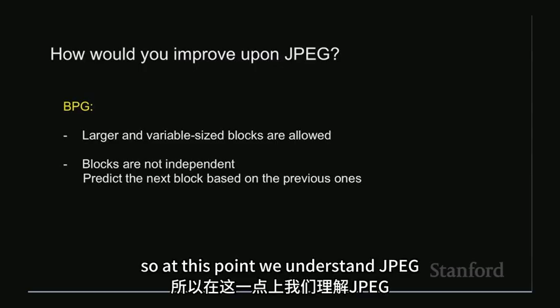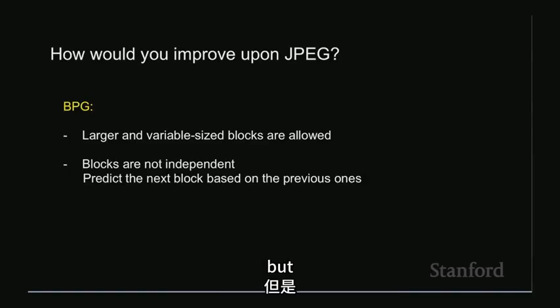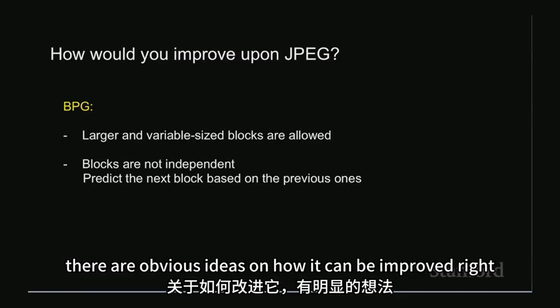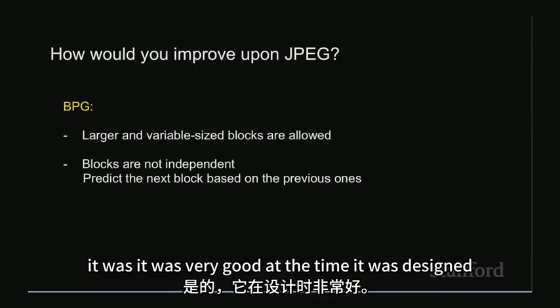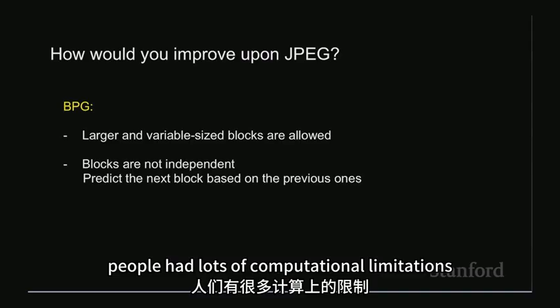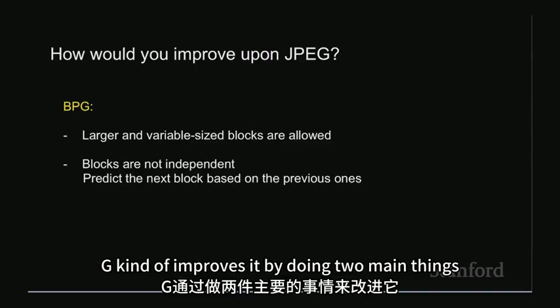So at this point, we understand JPEG. We understand a very basic traditional lossy compressor. But there are obvious ideas on how it can be improved, right? It was very good at the time it was designed. People had lots of computational limitations, and it actually performs great, but you can improve it. And so BPG kind of improves it by doing two main things.